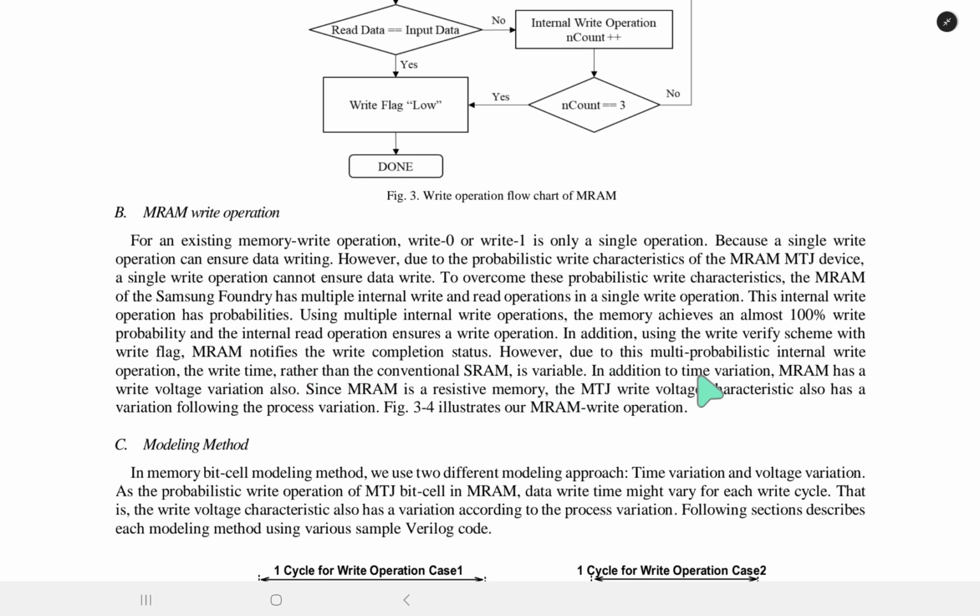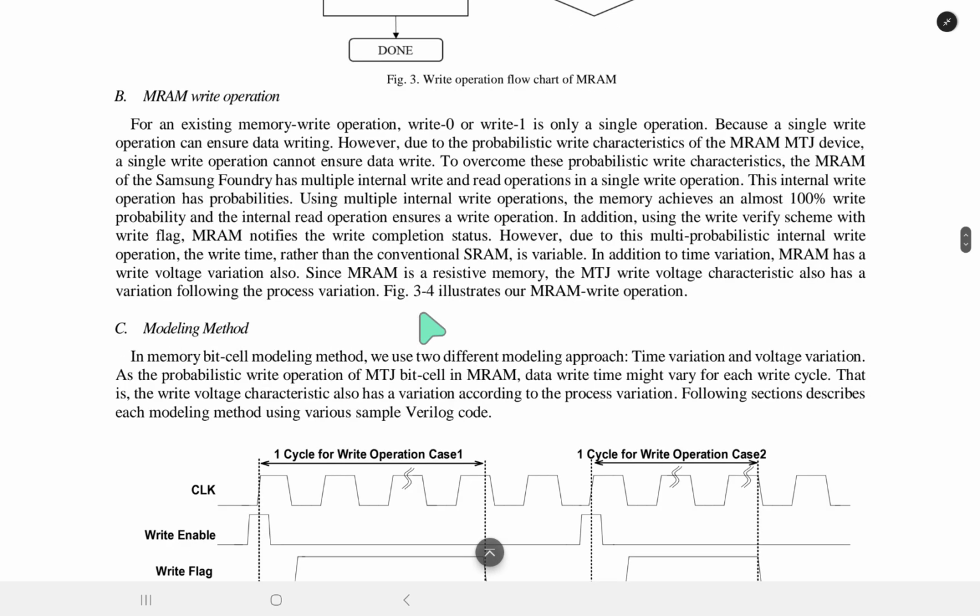In addition to time variation, MRAM has write voltage variation also. Since MRAM is a resistive memory, the MTJ write voltage characteristics also have variation following the process variation. Figures 3 and 4 illustrate the MRAM write operation.